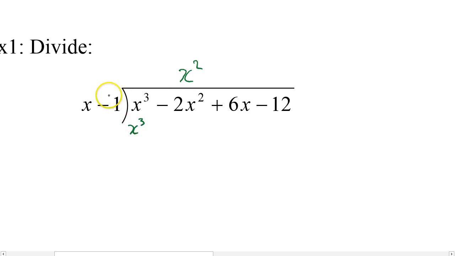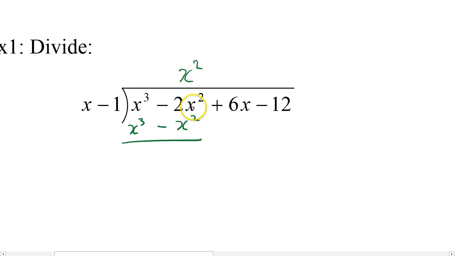X squared times minus 1 is minus x squared. Now I have to be careful. It's a little bit different than in my regular grade school long division, because when they're just regular numbers, they're always positive. So x cubed minus x cubed obviously cancels out. But now I'm subtracting this.